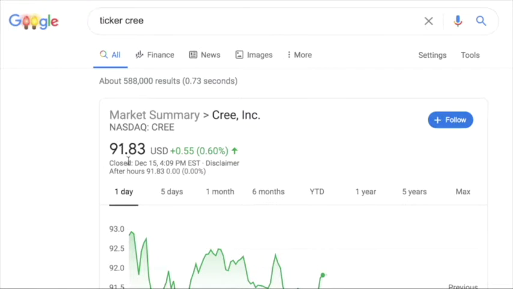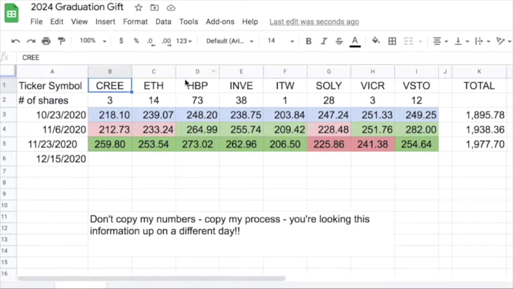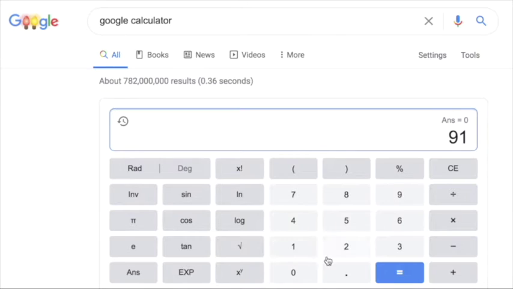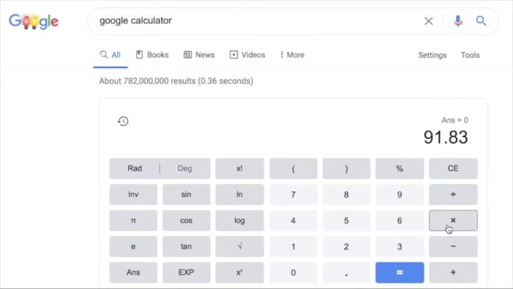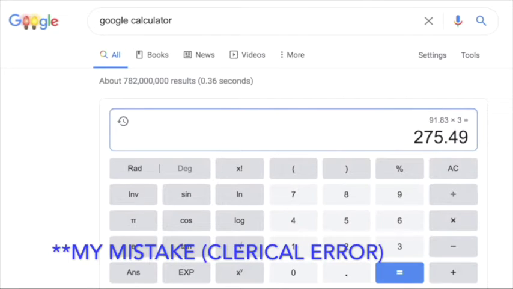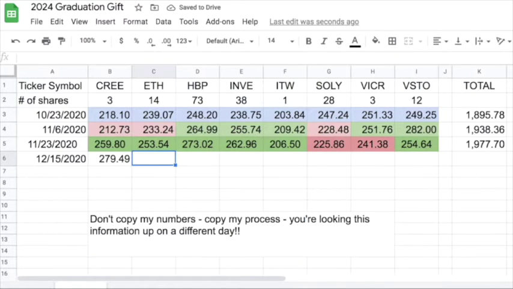And you will get, as of the close, December 15th, whatever day you have, you will get a number that is the value of one share, 91.83. And you're going to multiply that number times how many shares we have. So for Cree, we have 3 shares. 91.83 times 3 for a total of 279.49. Repeat that process with all of the companies.